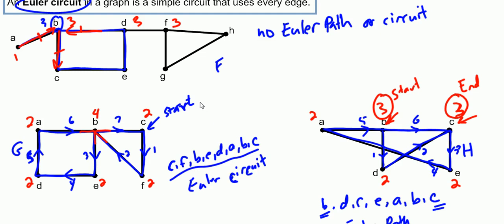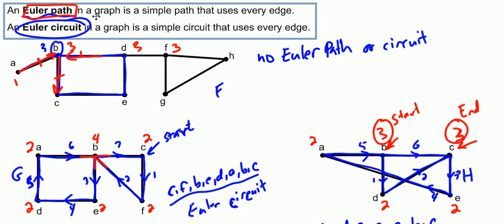Okay? So practice, there is a nice clear definitive test. You should be able to tell for any graph definitively whether it has an Euler path with no circuit or an Euler circuit.